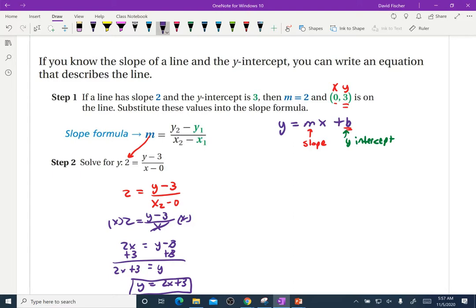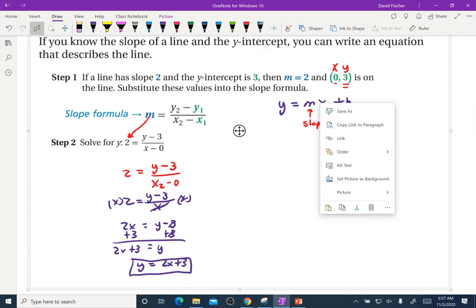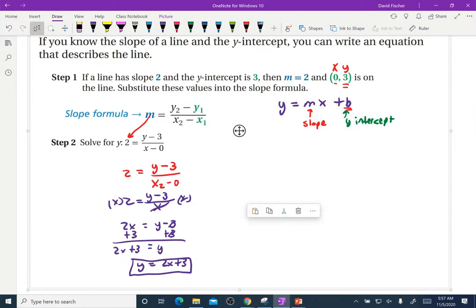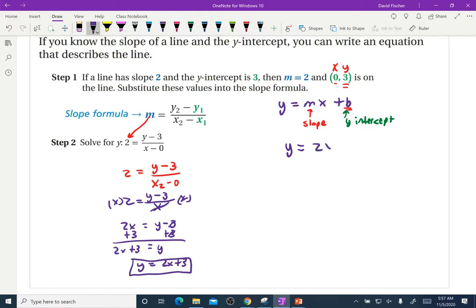So if they told me the same problem, rather than doing all this math that they just showed you over here, here's what I would do. I would say, okay, they want me to write an equation, y equals, they told me the slope in the problem, they said it has a slope of 2. So I'm going to write 2x. They also told me the y-intercept is 3, a positive 3. And I'm done.